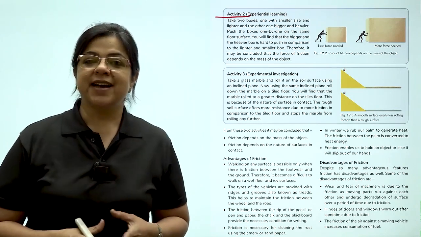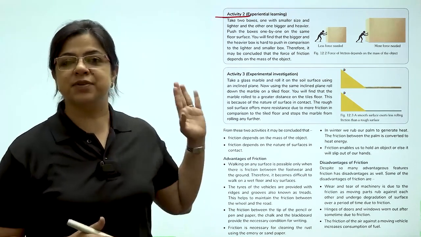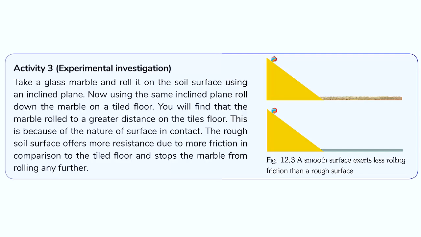Wasn't it interesting? Now let's understand another activity from your book itself. Take a glass marble and roll it on the soil surface using an inclined plane. Now using the same inclined plane, roll down the marble on a tiled floor. You will find that the marble rolled to a greater distance on the tiled floor. This is because of the nature of surface in contact. The rough soil surface offers more resistance due to more friction in comparison to the tiled floor and stops the marble from rolling any further.